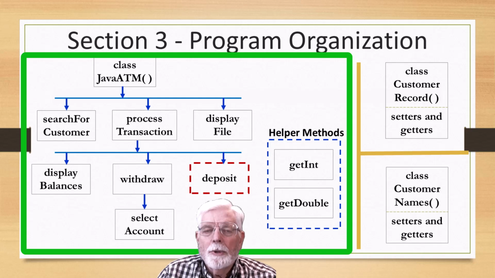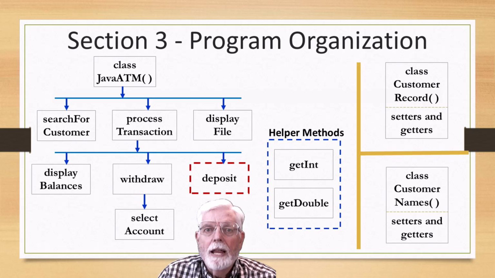The Java ATM() class file has 9 separate modules. I encourage you to look over the code in each of these modules to see how Java implements the code to complete each of its tasks. More detail for each of these modules is presented later in the discussion. The deposit module is outlined in red because it has no code. It is up to you to write the code for this module.